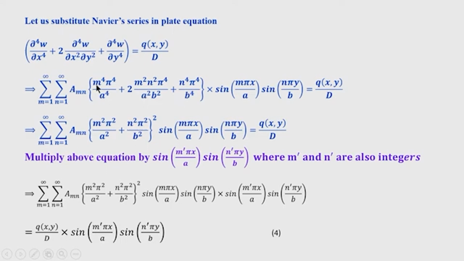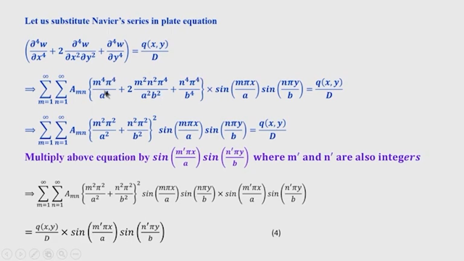So, the coefficient here we are getting is m to the power 4 pi to the power 4 by a to the power 4, plus, due to differentiation of this quantity w with respect to x 2 times, and the result again differentiated with respect to y 2 times, we will get the coefficient 2 into m square n square pi to the power 4 divided by a square into b square.